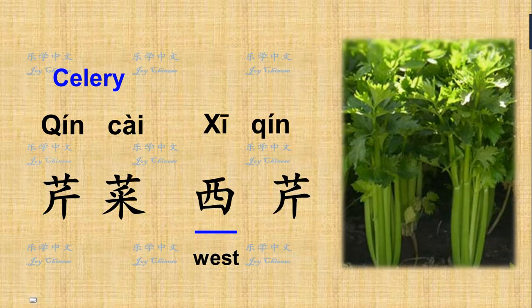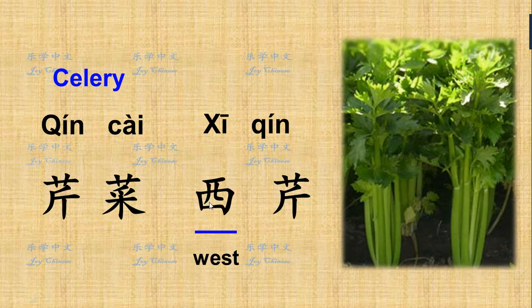Next one, celery. We have two ways to call it. First one, we say 芹菜. Again, this qi is hard to pronounce. 芹菜.